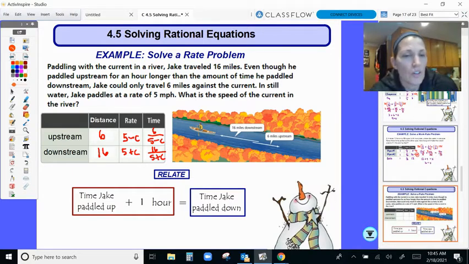So now what we want to do is relate these. I wrote this out here. My two things that are equal are the time Jake paddled downstream and the time he paddled upstream plus 1 hour, because he paddled upstream an hour longer than the amount of time he paddled downstream. So the time Jake paddled downstream is equal to the time he paddled upstream plus an additional hour. That's what this is right here.